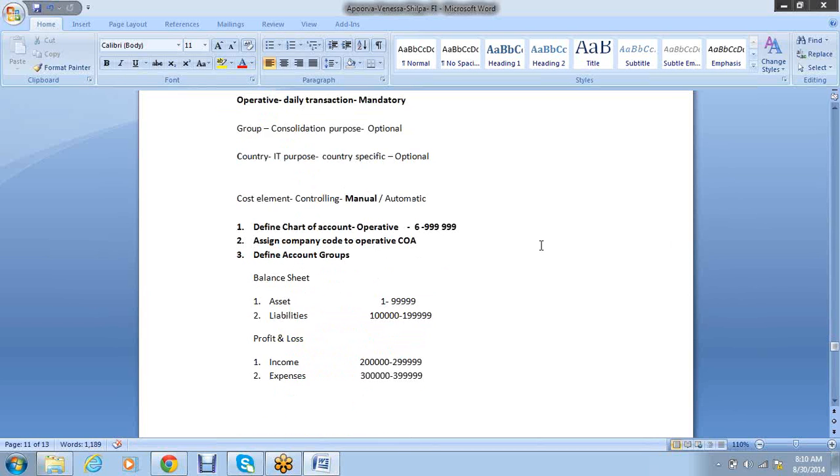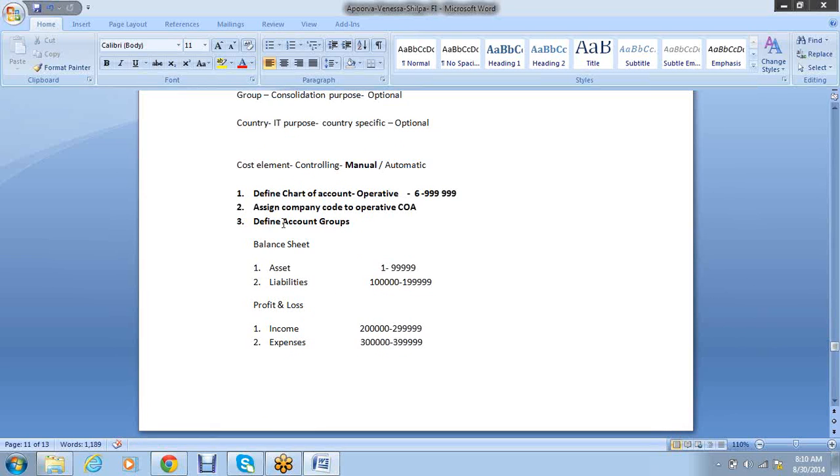Next, we will define the chart of accounts, then we will assign our company code to the operative chart of accounts. The operative, group and country-specific charts of accounts are all defined in one configuration. Only how you utilize it, and where you assign it in the configuration, decides whether the system considers it a group, operative or country-specific chart of accounts. So the chart of accounts is defined at the client level. So I will assign my company code to the operative chart of accounts.